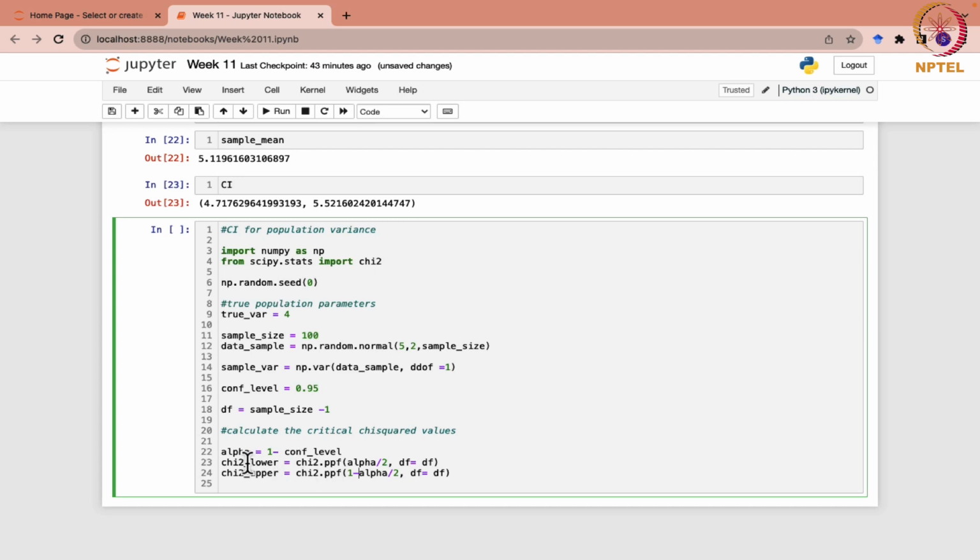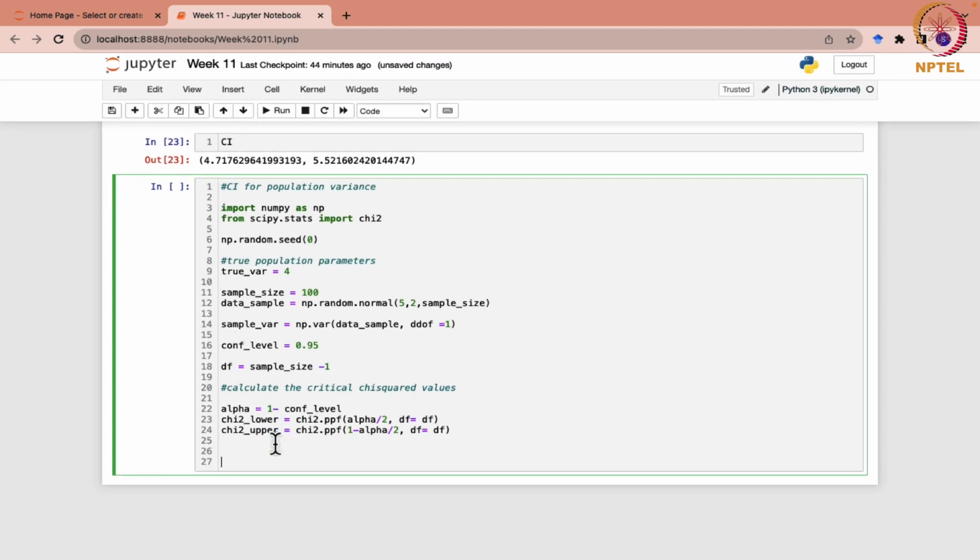So first of all, we have calculated the significance level for the confidence level that we have defined over here, so it would be 1 minus confidence level. Now we calculate the lower critical chi-squared value based on the significance level alpha by 2 and the degrees of freedom. This will determine the lower bound of the confidence interval for the population variance, and on the other side you calculate the upper critical chi-squared value, which would be 1 minus alpha by 2 with the degrees of freedom specified.